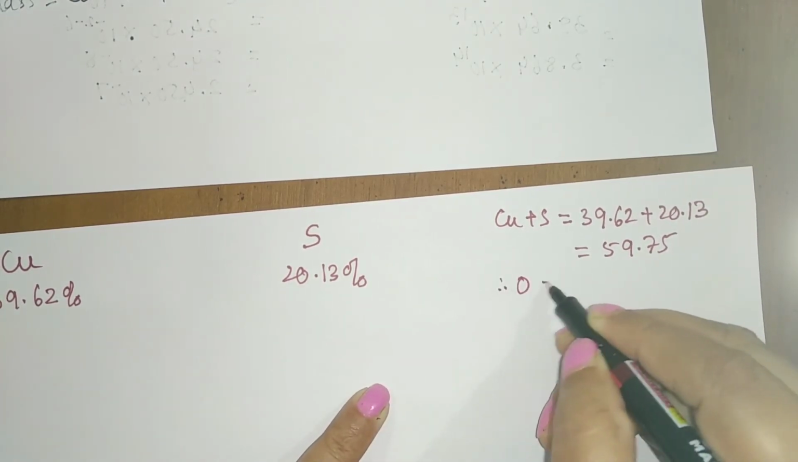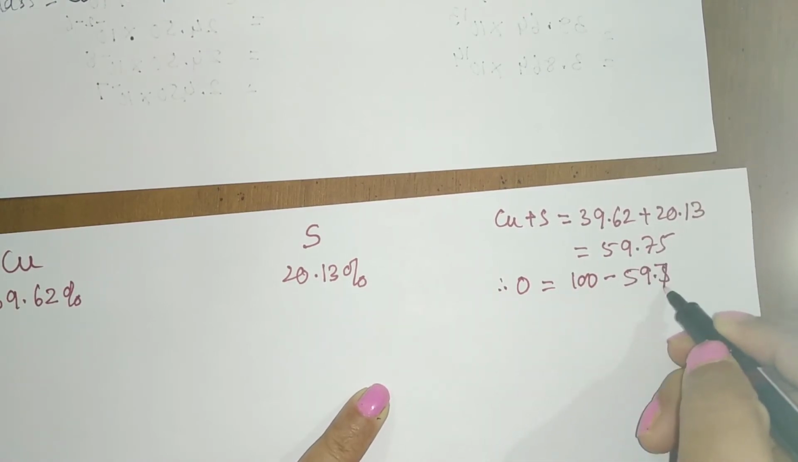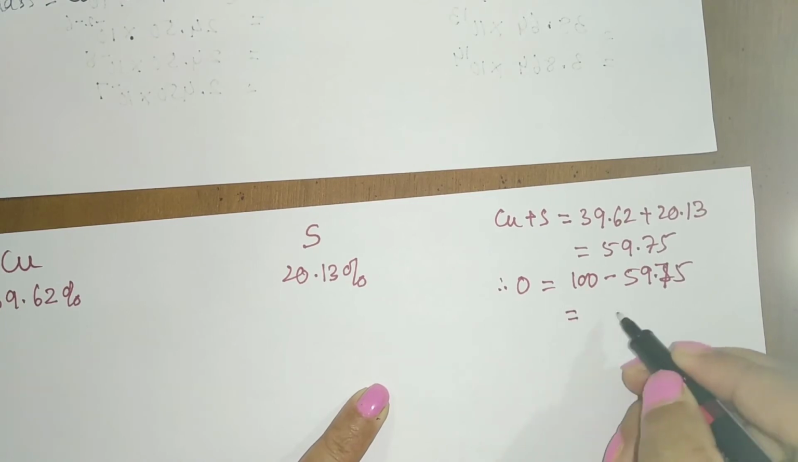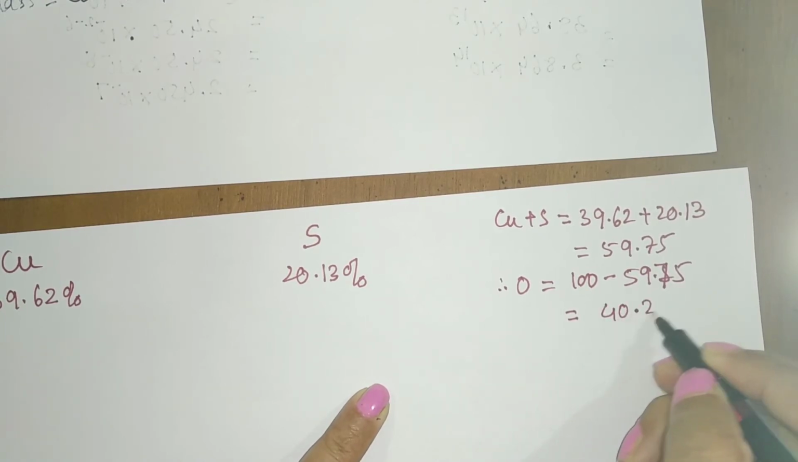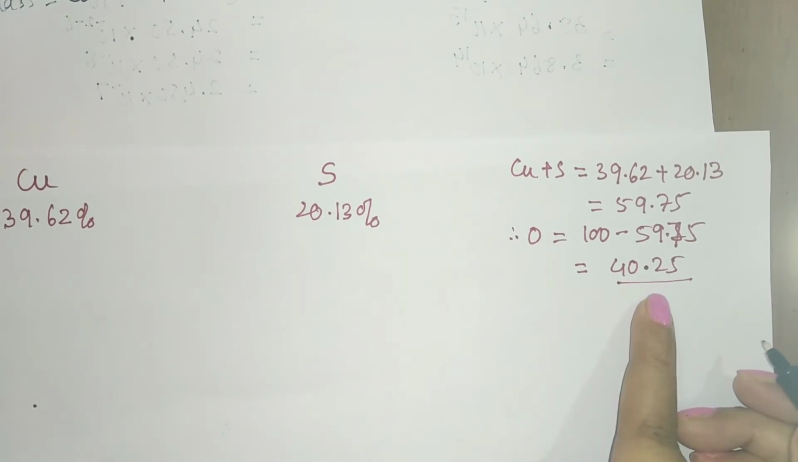So therefore, oxygen will be how much? 100 minus 59.75. And if you calculate this, this will come to 40.25. And this is a big value, so you cannot neglect this.